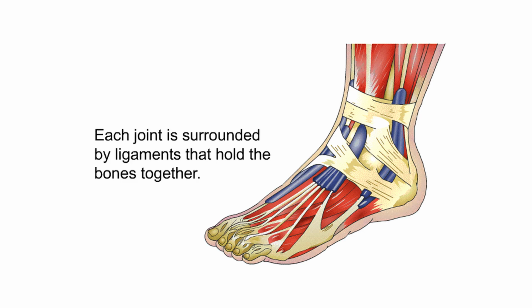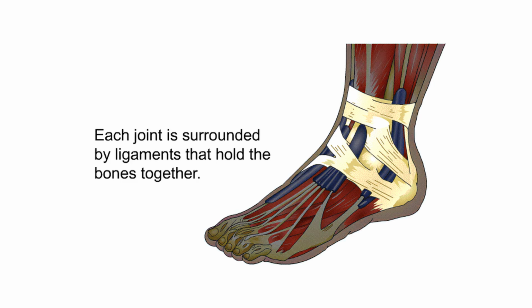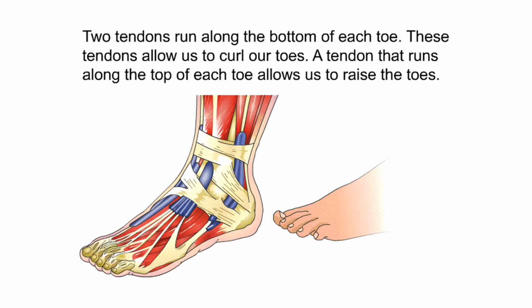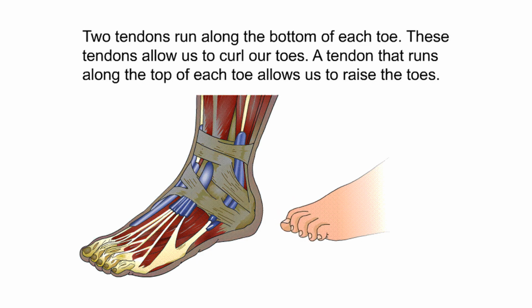Each joint is surrounded by ligaments that hold the bones together. 2 tendons run along the bottom of each toe. These tendons allow us to curl our toes. A tendon that runs along the top of each toe allows us to raise the toes.